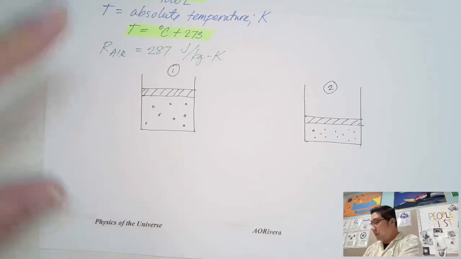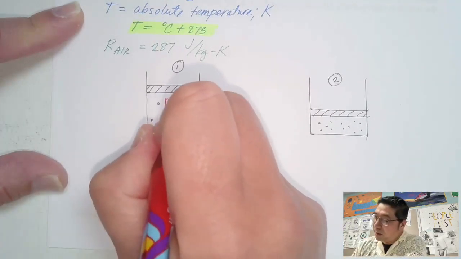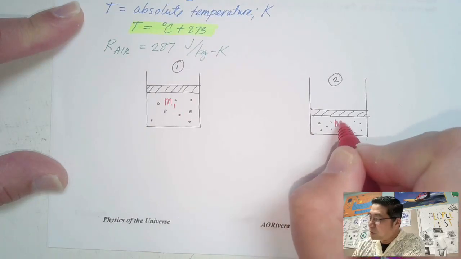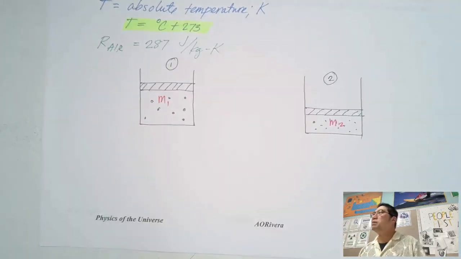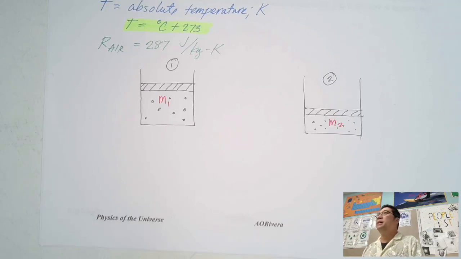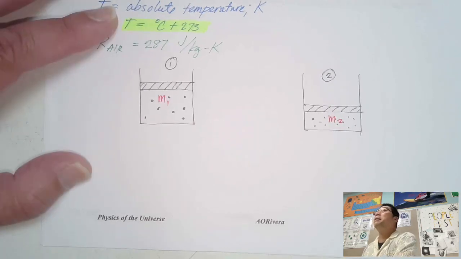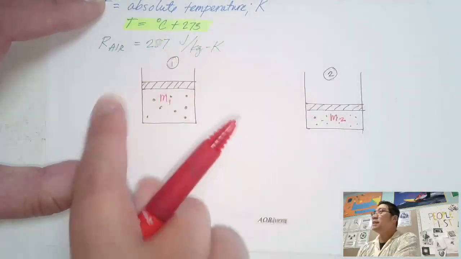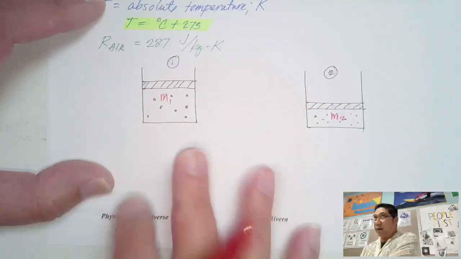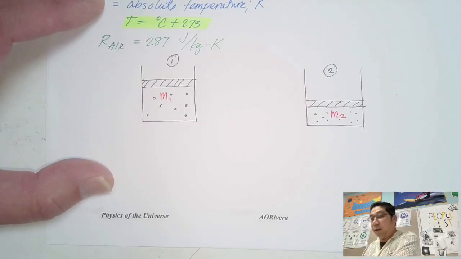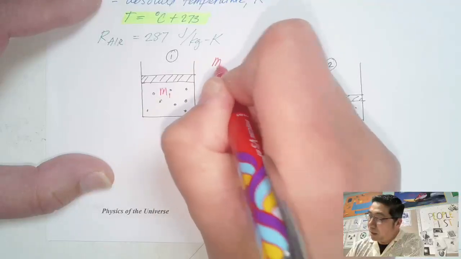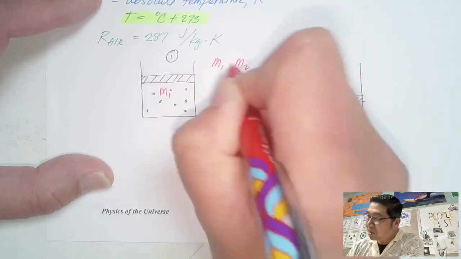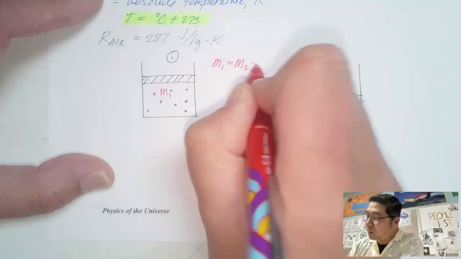If I have mass number 1, what happened with mass number 2? Does the mass change? Do you have matter going in and out of the system? No. It's not going to move in or out, because what kind of system do we have? It's a closed system. In this kind of scenario, it's always a closed system. So what do you know about M1 and M2? They're the same, so we can just call it mass.